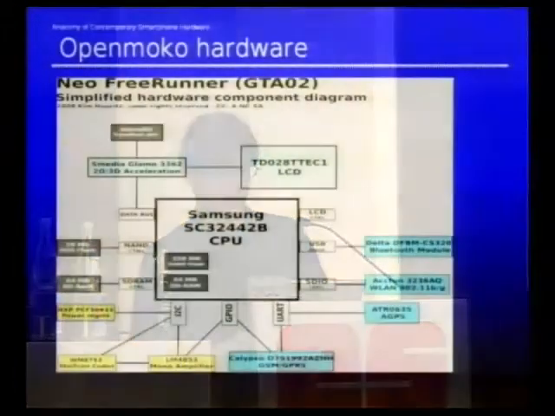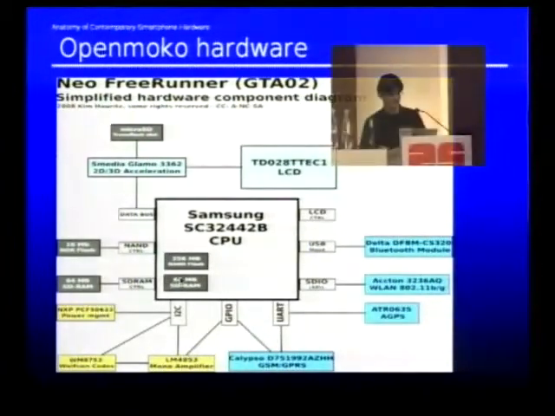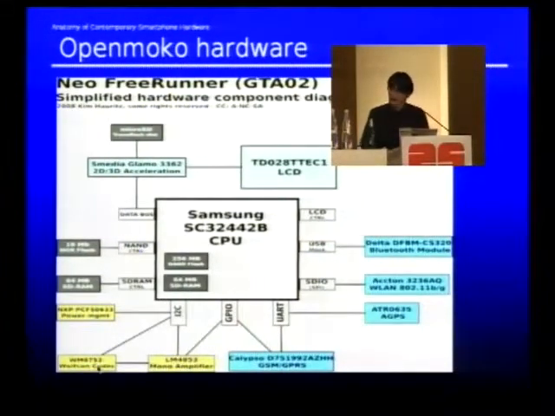Then you have a number of controllers or interfaces externally. So there's a NOR flash chip. There's some more SDRAM externally, because 64 megabytes is not enough for everyone. There's an I2C interface that connects to the power management unit over here. The Wolfson codec, which is the audio codec, on the lower left-hand side. And then there is the mono amplifier, which is external to the Wolfson codec. There's another amplifier, so you can hear your ringtone even louder.